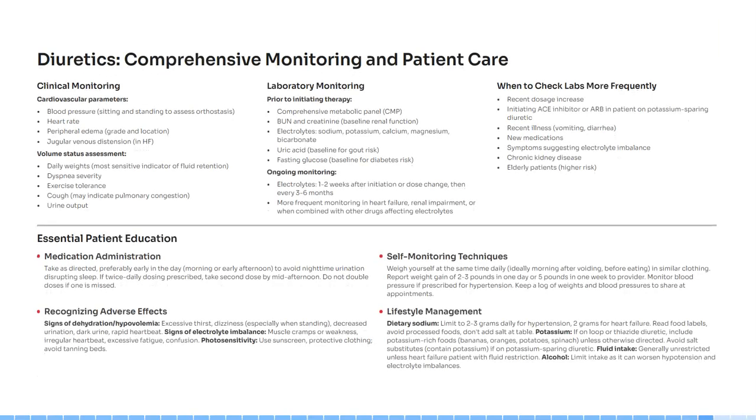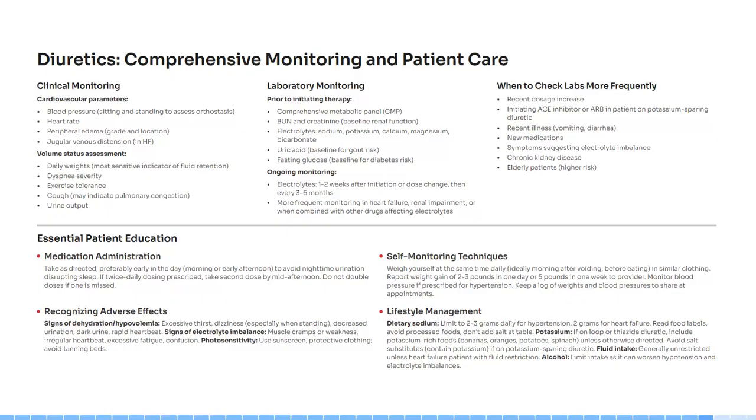So for diuretics, we are going to monitor prior to initiating therapy. You're going to get a CMP, you're going to get a BUN and creatinine. Electrolytes, you want to check sodium, potassium, calcium, magnesium, and bicarb. You want to check their uric acid, especially if they have a risk for gout. And you want to check a fasting glucose.